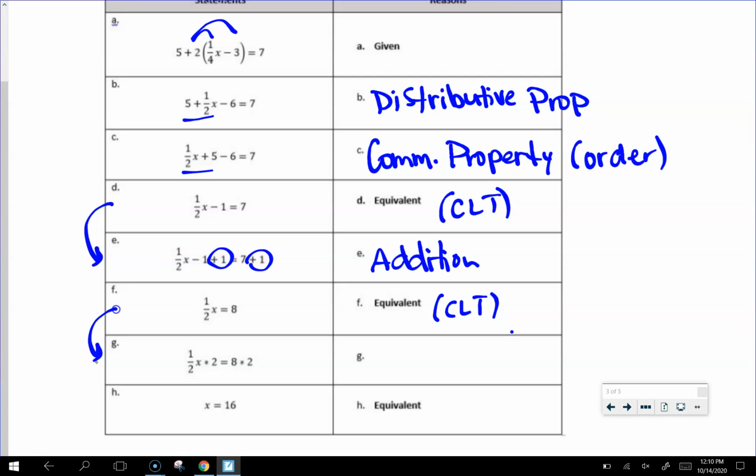And then our last one, what is it? Good, multiplication. Because to have a 1/2, right, to have a fraction of 1 over 2 is dividing. So to undo that, we're going to multiply. So this is multiplication. There we go. Good.